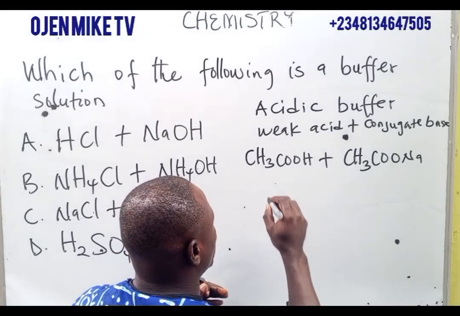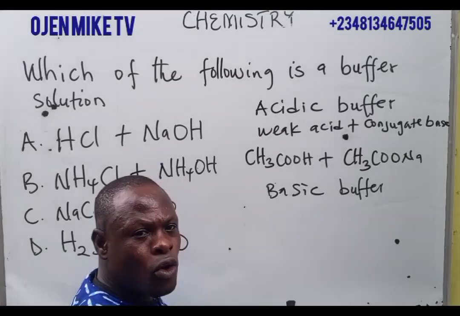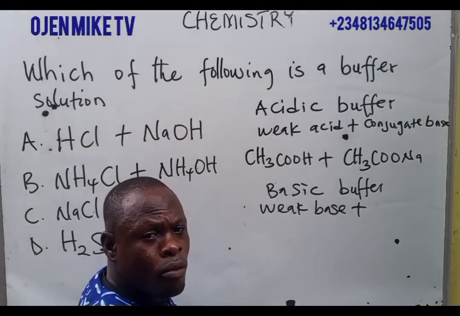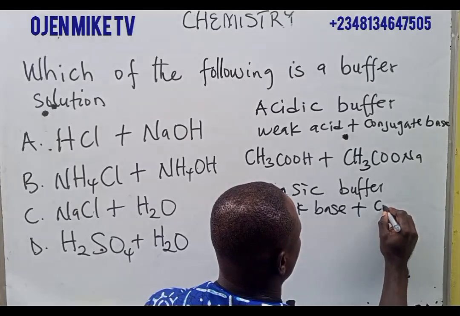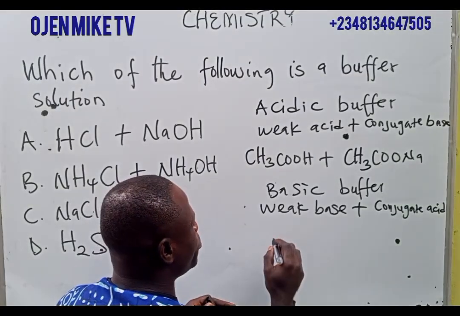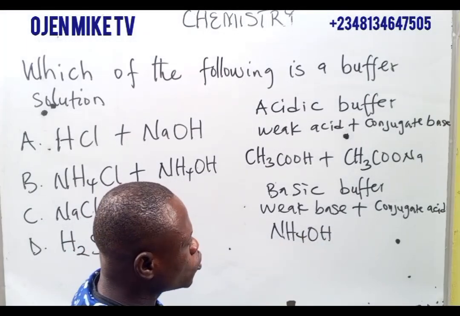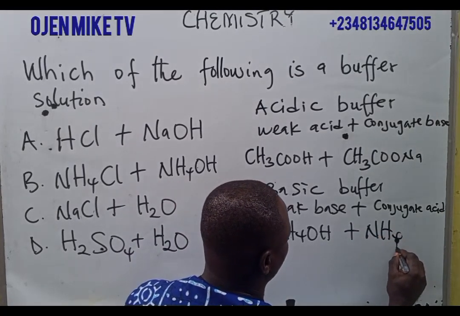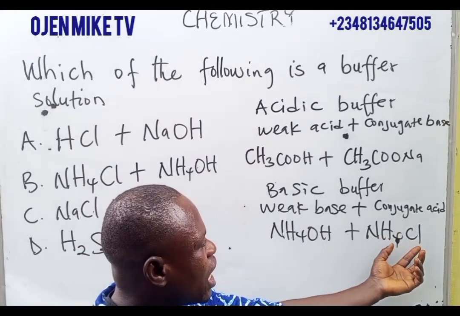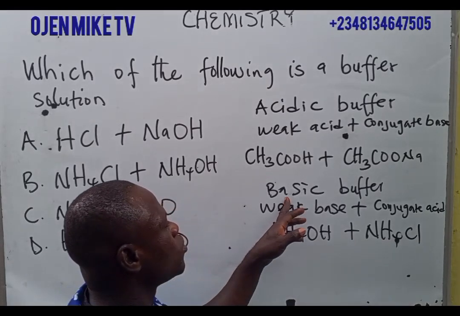Now we proceed to basic buffer. Basic buffer, we have been told that it's formed from a weak base plus a conjugate acid. Weak base, we have NH4OH. This is a weak base. A conjugate acid will be what? NH4Cl. This is a weak base and this is a conjugate acid. Do you get that? So a weak base plus a conjugate acid will give you a basic buffer.